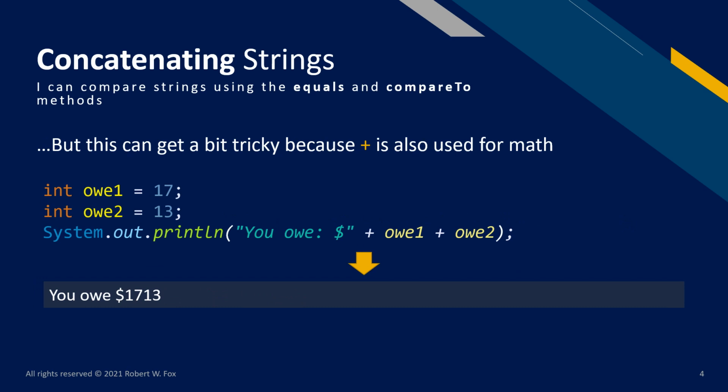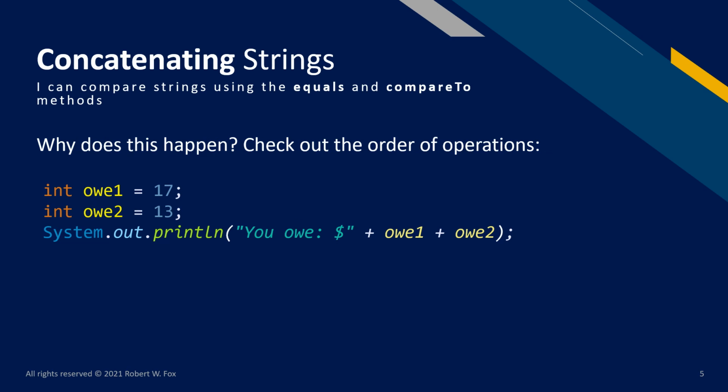Unfortunately, this can sometimes get a little bit tricky because the plus sign is also used to do math in Java. If you look at the example, we say print line "You owe $" plus o1 plus o2, and while we expect it to say you owe $30, it says you owe $1713. To understand why this happens, we need to consider the order of operations.